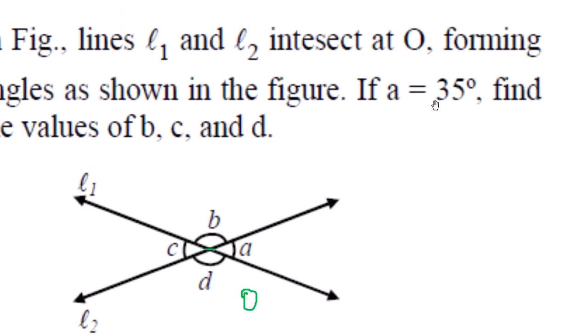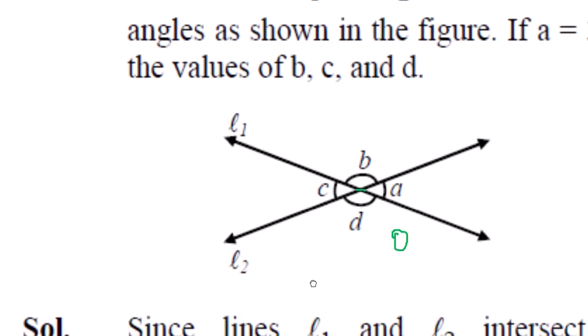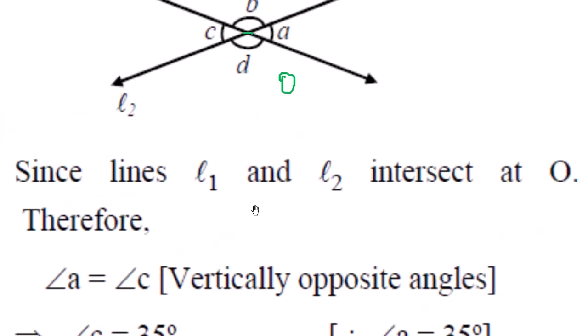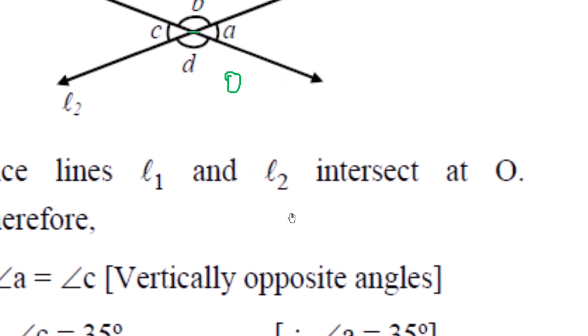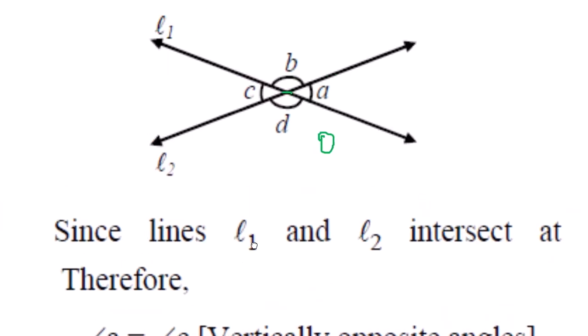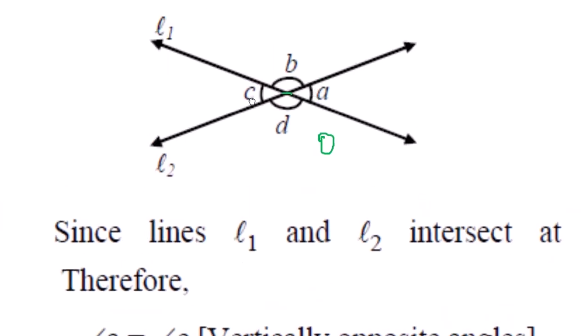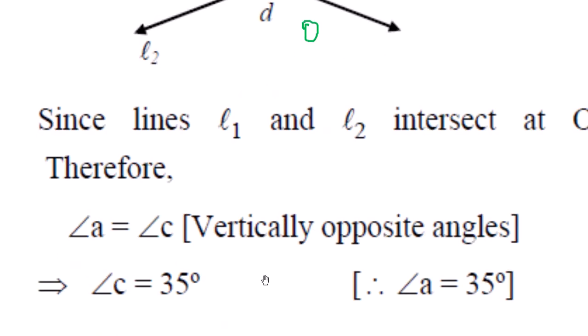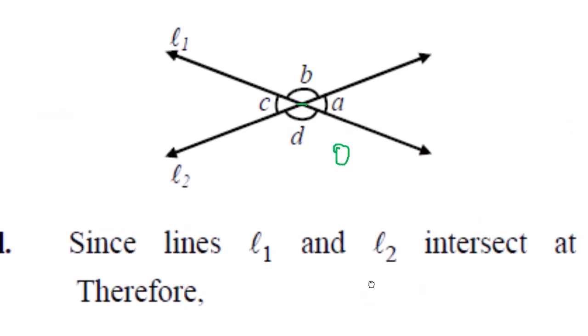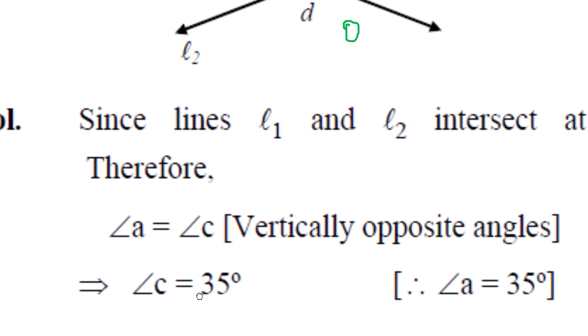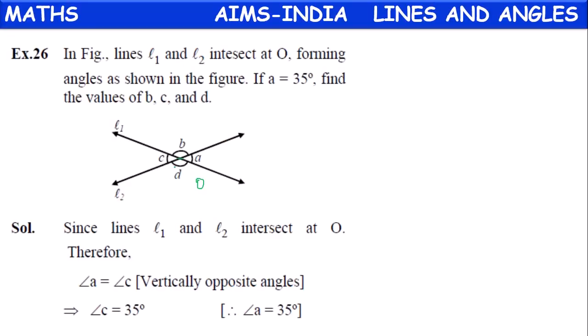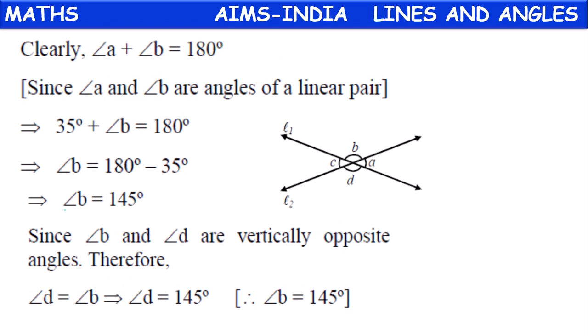If A is 35 degrees, what about B, C, D? Lines L1 and L2 intersect at O, therefore A equals C. Why? Because they are vertically opposite angles. So if A equals 35, C also equals 35 because vertically opposite angles. So next.